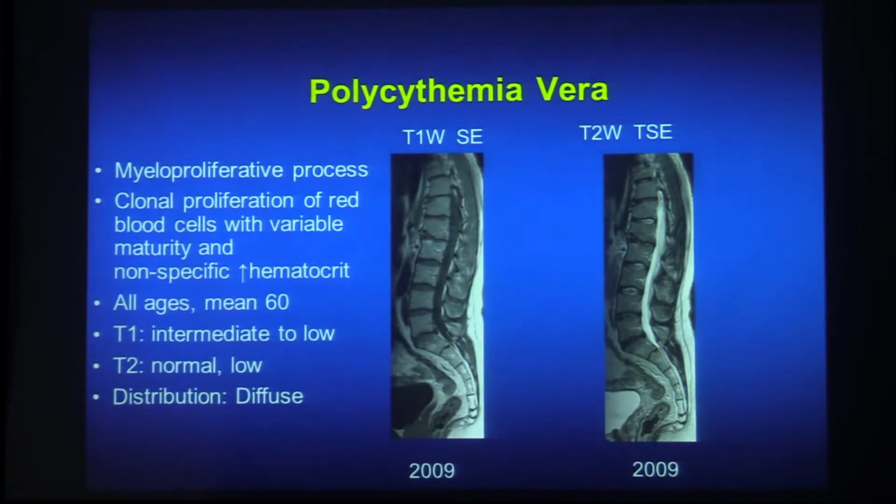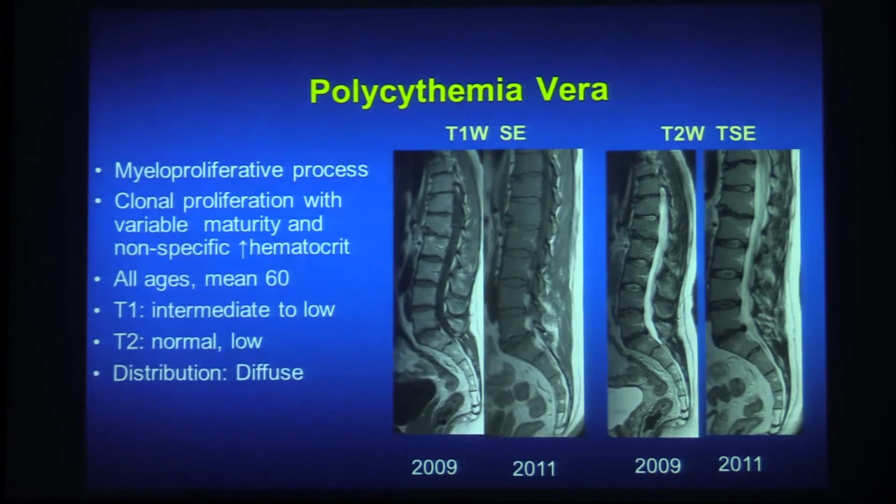All right, here's a patient that really demonstrates how dynamic marrow is. They came to us in 2009 because of back pain, and then they came back in 2011, and you can see that the T2 weighted appearance of the marrow is not that different. But if we focus on the T1 weighted images, this was early, and before they had onset of their disease, and here we see diffusely abnormal T1 signal in the vertebral bodies.